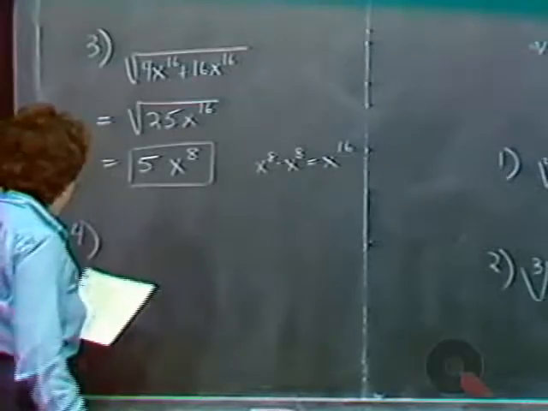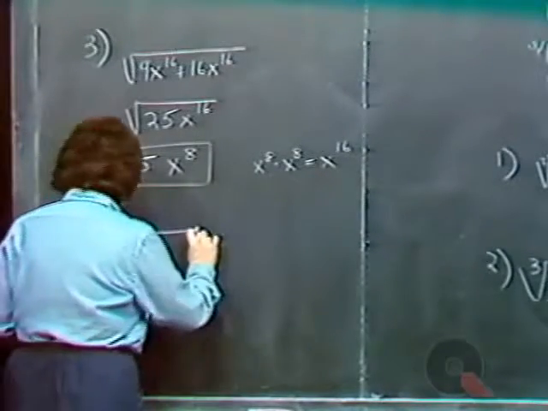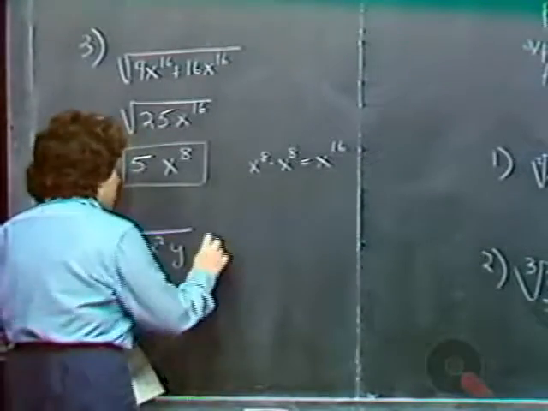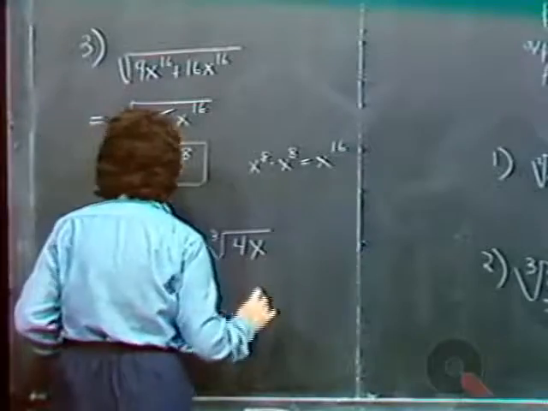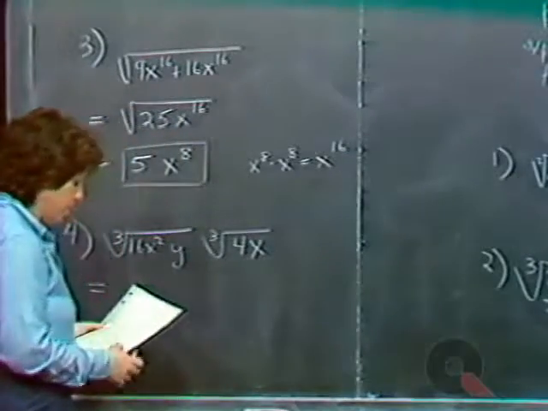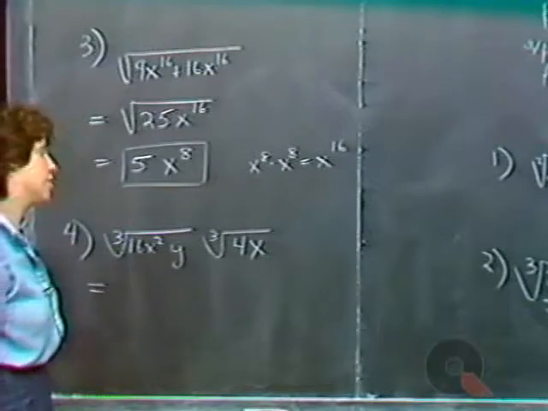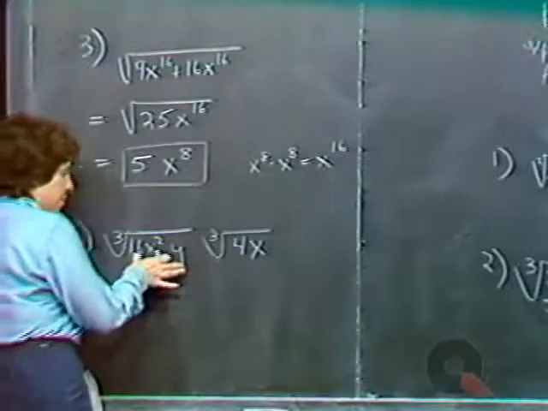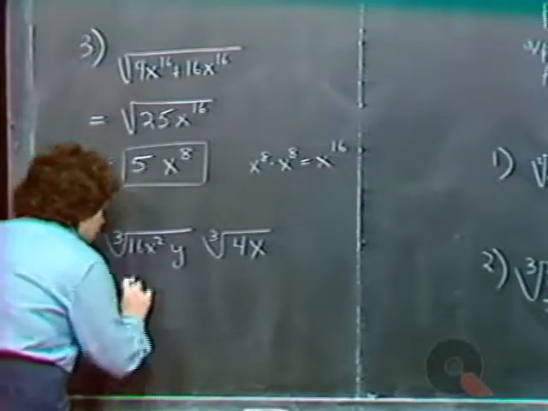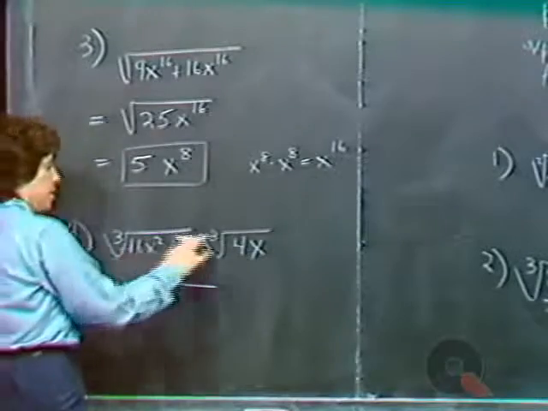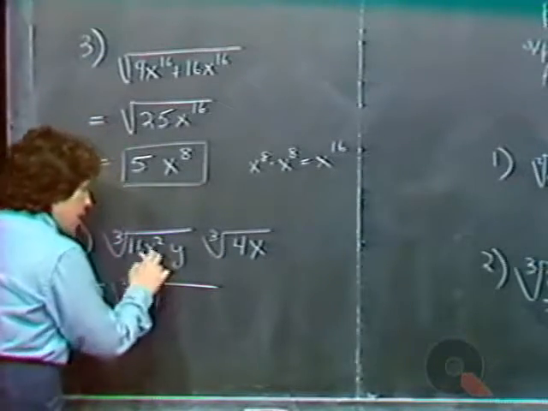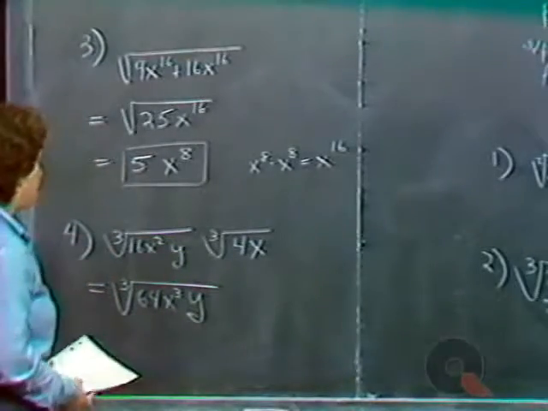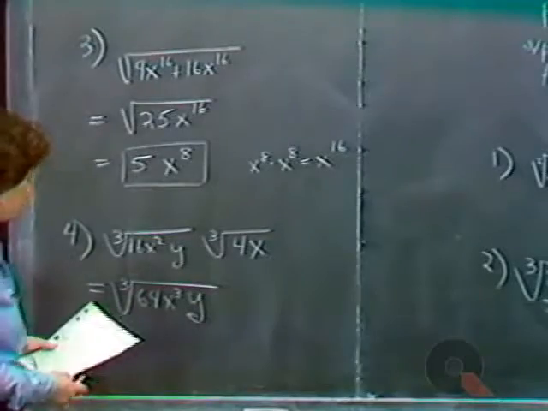Okay, problem number 4. The cube root of 16x squared y times the cube root of 4x. Sometimes, in order to put a problem into simplest radical form, you have to first sort of complicate it. The cube root of this times the cube root of that, I am first going to make it the cube root of the product. 16 times 4, that's 64. x squared times x, that's x cubed, y. So I'm rewriting it as the cube root of 64x cubed y.